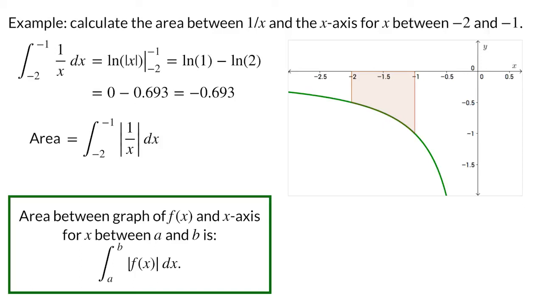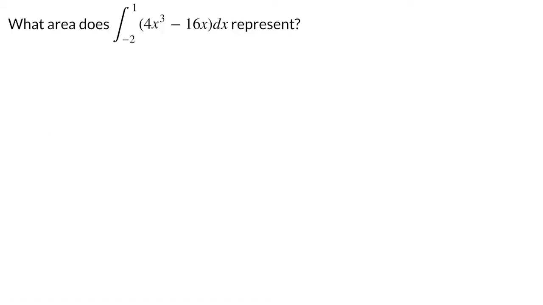To get the area, we need to integrate the absolute value of 1 over x. When x is negative, what is the absolute value of 1 over x? Since 1 over x is negative, we simply need to multiply by -1 to make it positive. The area is the integral from -2 to -1 of -1 over x dx. We just need to take our previous answer of -0.693 and multiply it by -1 to determine that the area is 0.693.